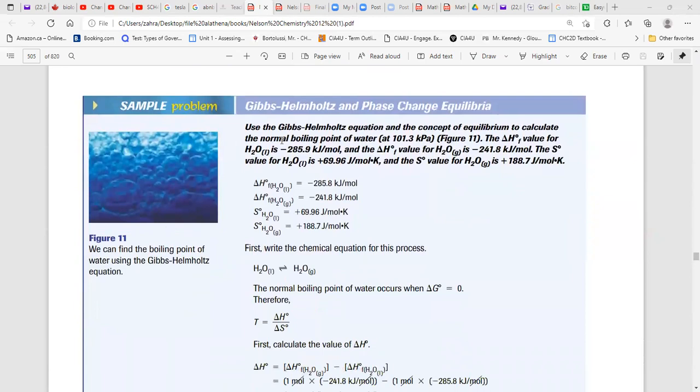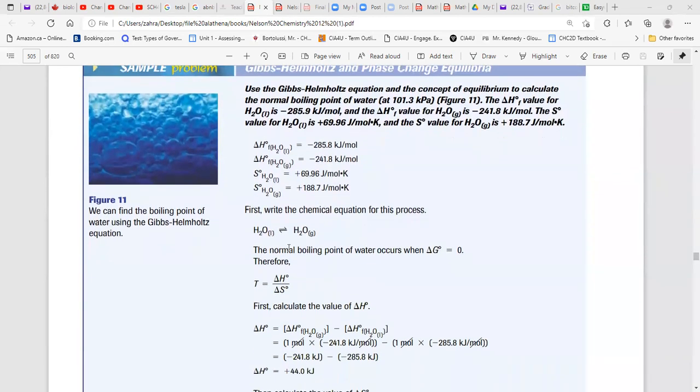Look at this question. Use the Gibbs-Helmholtz equation and the concept of equilibrium to calculate the normal boiling point. Boiling of water is just a phase change, right? It's from liquid to gas. Here, the delta H value of each compound is given, and the S value of each compound is given to you. So we put it there. We know the formula: when the phase change is happening, delta G is 0 and T is equal to delta H0 over delta S0. We just need to find delta H and delta S.